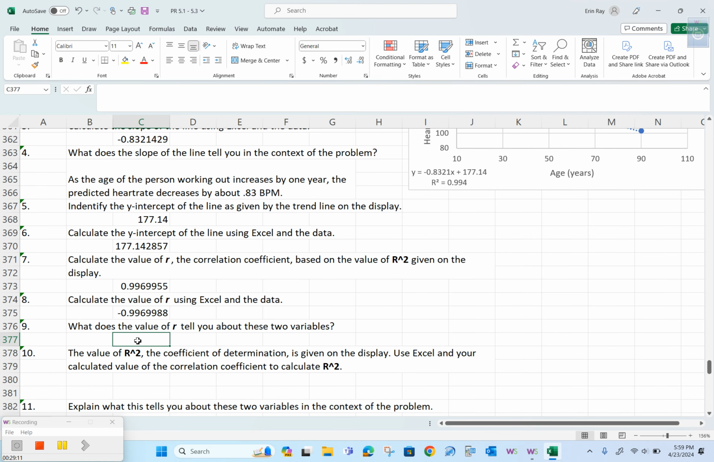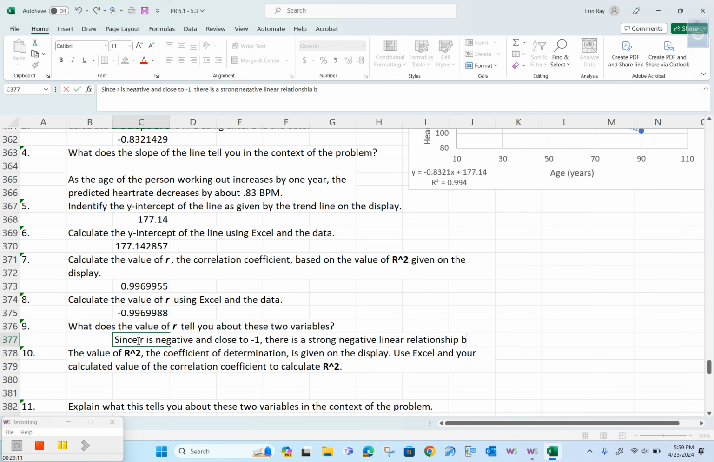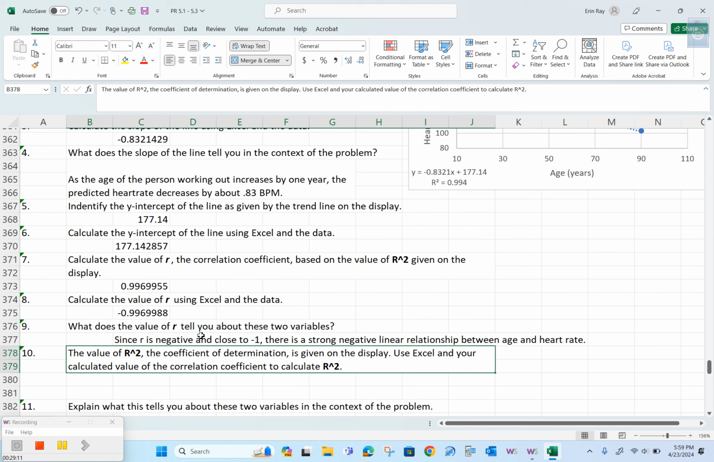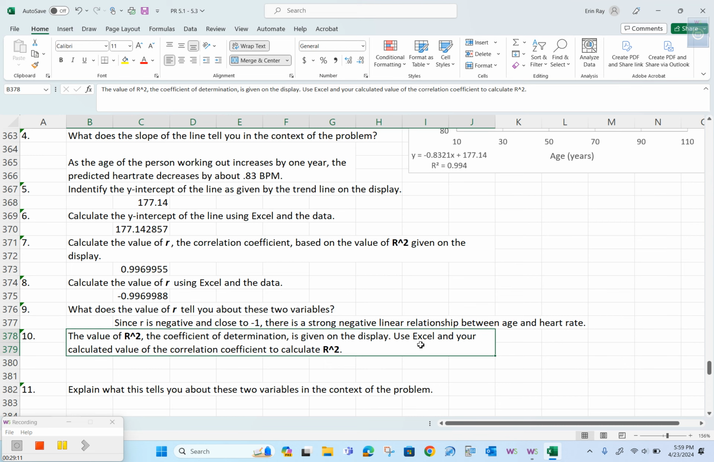So if we're interpreting, since R is negative and close to -1, there is a strong, because close to -1, negative, because negative, linear relationship between age and heart rate. I do want to see context here, okay, but this one we're putting together in one sentence because we know what each one represents.